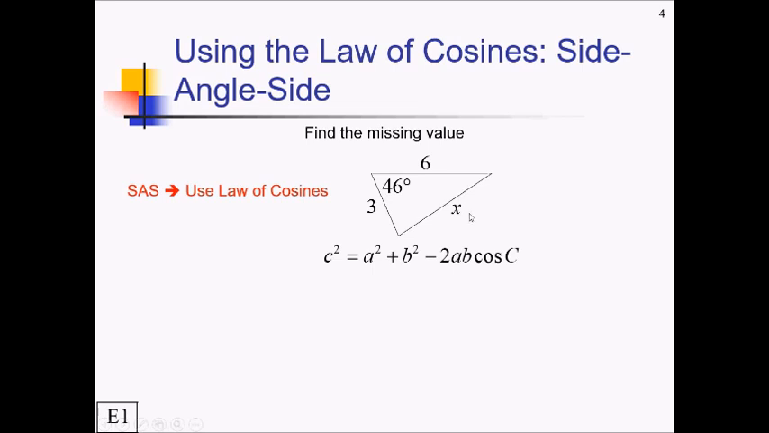So we've got x squared instead of c squared. And then a and b are the other two sides, the legs of the angle that they gave you. So we've got 3 squared plus 6 squared, and then we're going to be subtracting 2 times a times b, so minus 2 times 3 times 6, and then multiply by the cosine of the angle between them, the cosine in this case of 46 degrees.